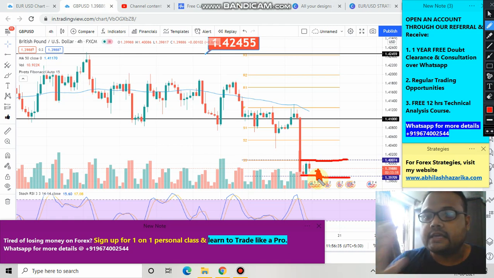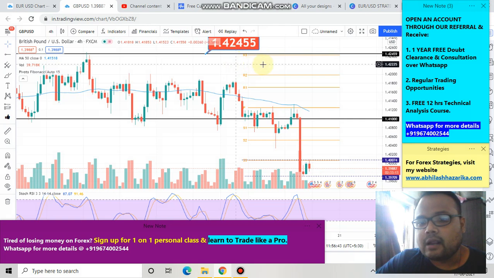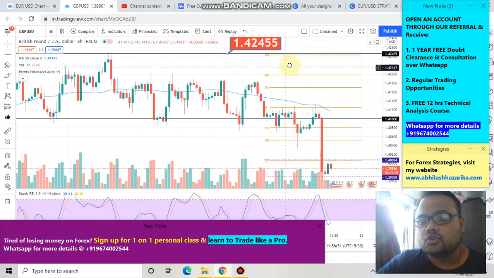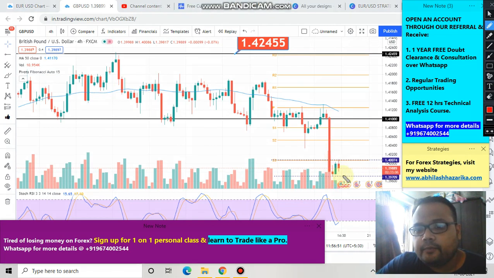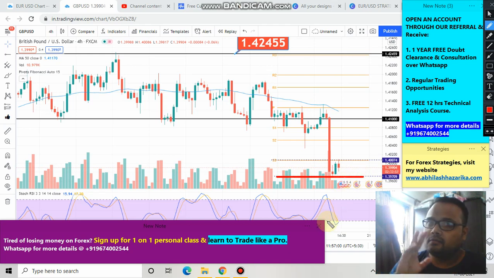But be very careful. Do not short the market if the stochastic RSI tells you that the market is in the oversold zone. If you see that the market is giving you a breakout, or has crossed this particular level, and the market is in the oversold zone, then do not short the market, or just wait for the confirmation of volume.